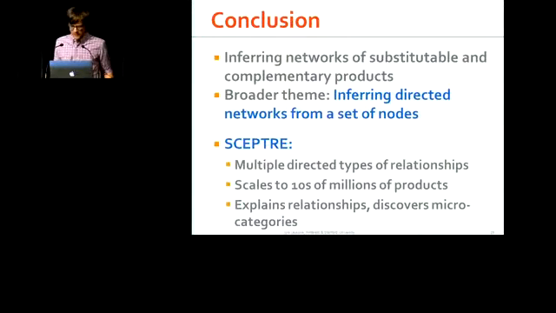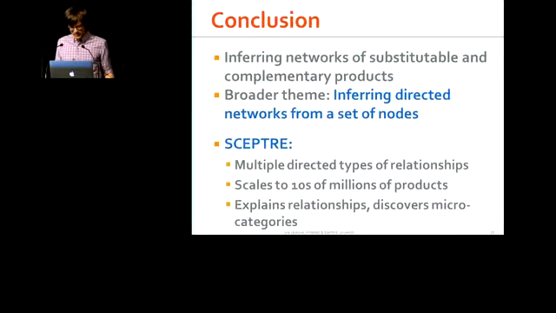So with this, just to conclude, what I was telling here was the way you can infer networks of substitutable and complementary products based on the features of products. The broader theme here is, how do you infer networks from a set of nodes described with a rich set of features? Here we focused on products, but if you do this for travel, it would be locations, different types of relationships. So you can have any types of objects, any types of relationships, and you can learn that.